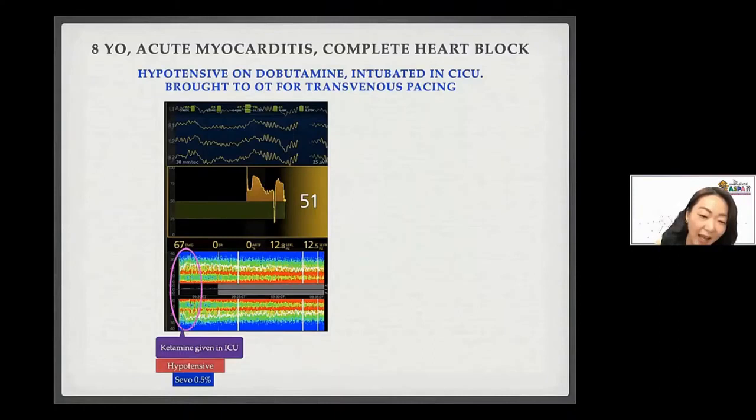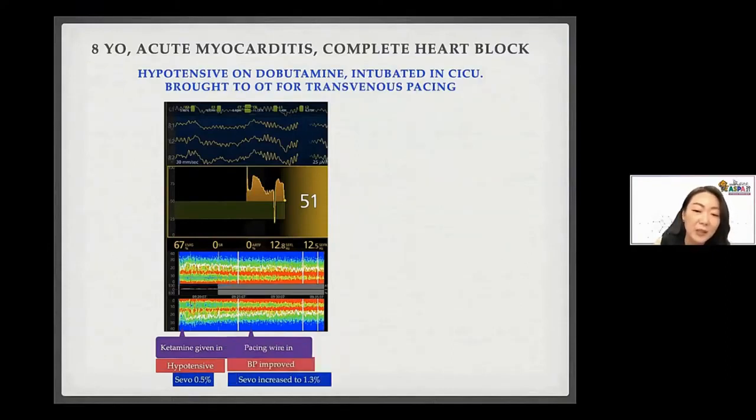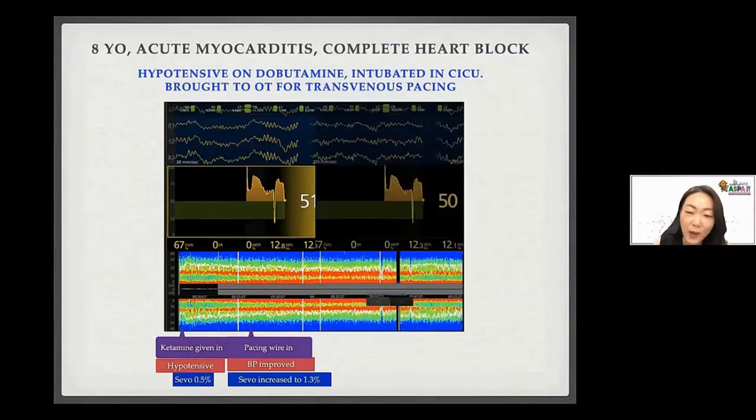Spectral edge frequency was pretty high because she had been given ketamine. But despite that, we saw that she had slow oscillations. So we kept the sevoflurane at 0.5%, with the slow oscillations there. So we were pretty confident that she was asleep at that point in time, and we were able to give her rocuronium to maintain neuromuscular blockade. At this point, the pacing wire went in, the blood pressure improved, and we were able to increase the sevoflurane to 1.3%. The cardiologists were then busy stabilizing and fixing the pacing wire, stitching it.